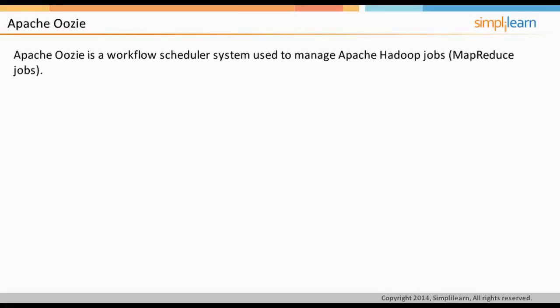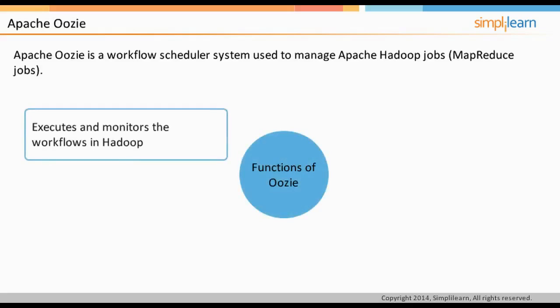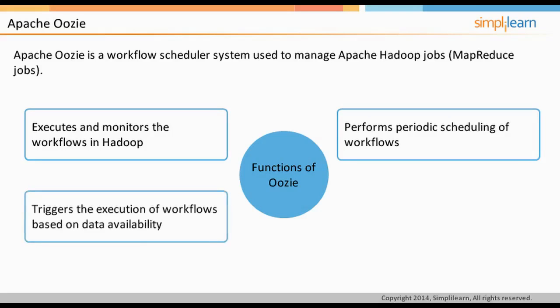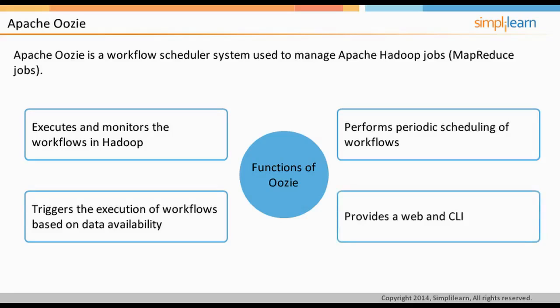In this screen, we will focus on Apache Oozie. Apache Oozie is a workflow scheduler system used to manage Hadoop MapReduce jobs. The workflow scheduler provides an option to users to prioritize jobs based on their requirement. Apache Oozie executes and monitors workflows in Hadoop. It also performs periodic scheduling of workflows. Further, Oozie has the capability to trigger the execution of workflows based on data availability. It also provides a web and CLI. In the next screen, we will focus on the workflow of Apache Oozie.